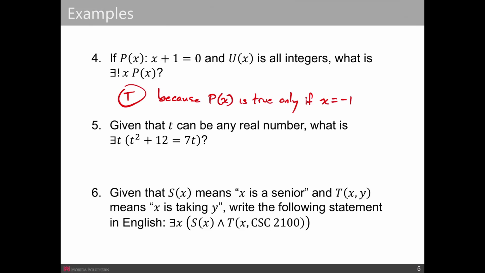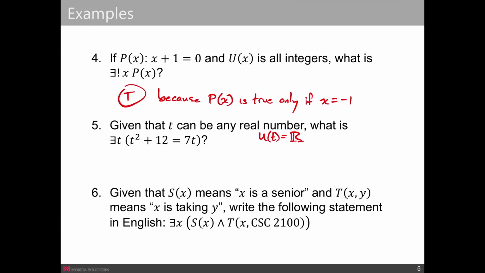Number 5, you'll notice I'm changing the way that these questions are asked. I'm changing the use of variables here. That's just to help you understand that we're not always using the same letters or variables. So given that t can be any real number, in other words, I'm defining the universe of the variable t as the set of real numbers R, what is the truth value of this quantified statement?